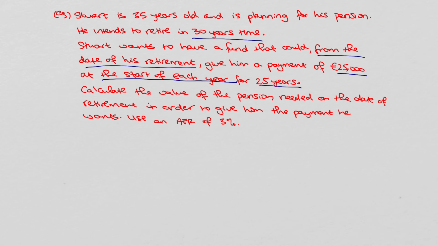So what we want to do here is calculate the value of the pension needed on the date of retirement in order to give him the payment that he wants, in other words, $25,000 at the start of each year. And we're going to use an AEOR of 3%. So this is the first part of the question that we're going to look at. So what does this mean?